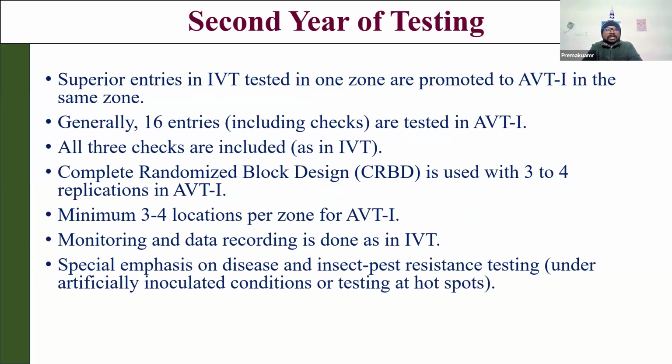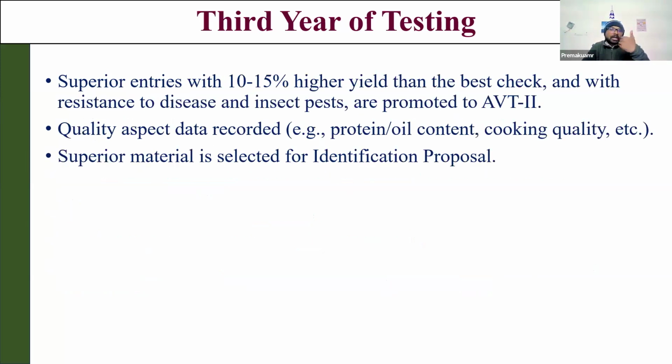In advanced varietal trials, generally 16 entries will go along with the checks. We will conduct the test in a CRBD design, with a minimum of 3 to 4 replications, and 3 to 4 locations need to be used. Then in the same way, you have to select the best individuals performing better than the check. Then you go for another AVT2, the third year of testing.